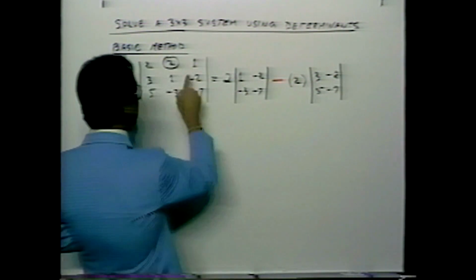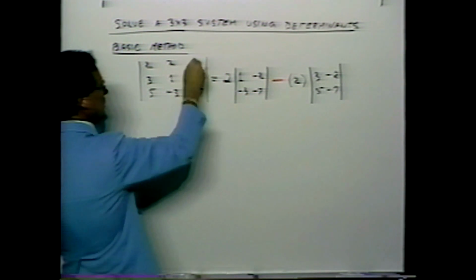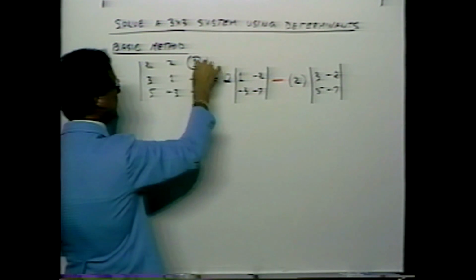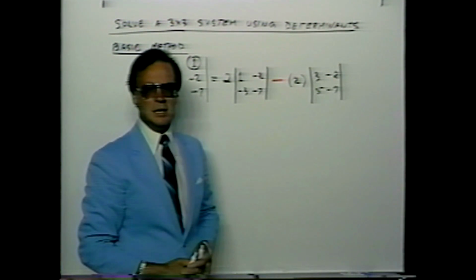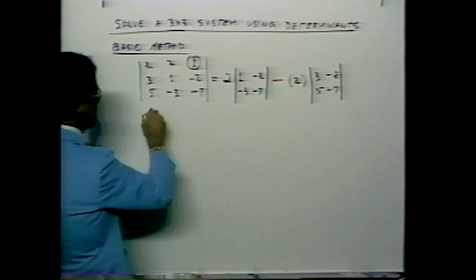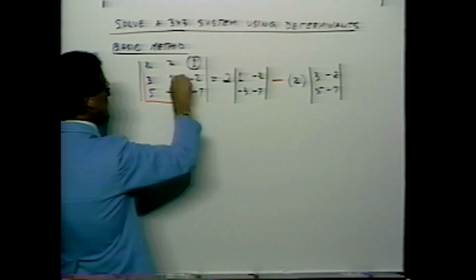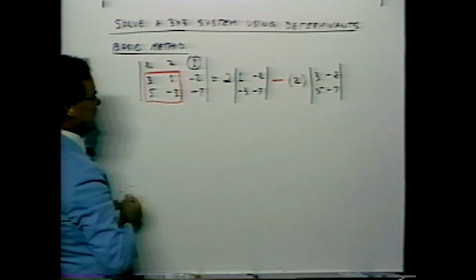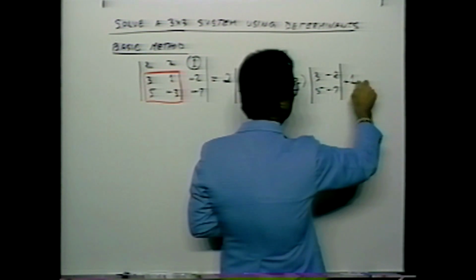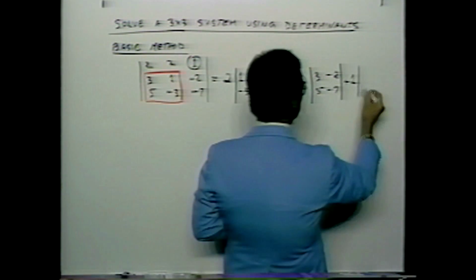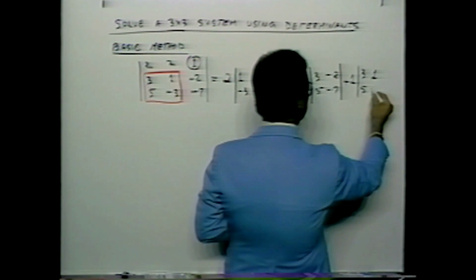And finally, the last number in the upper right-hand corner, which is 1. If the row and column containing that number 1 is removed from the determinant, you end up with this square arrangement of numbers, and that makes up your third determinant. So it's plus 1 times 3, 1, 5, negative 3.